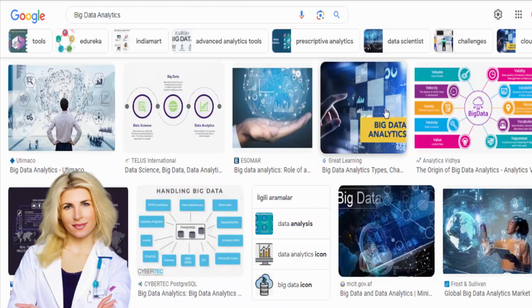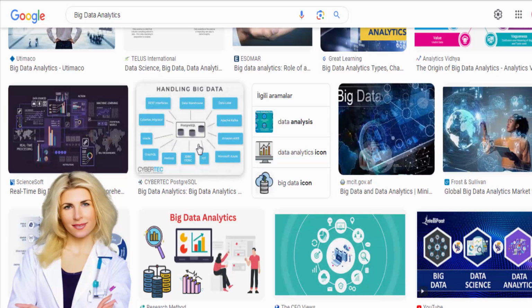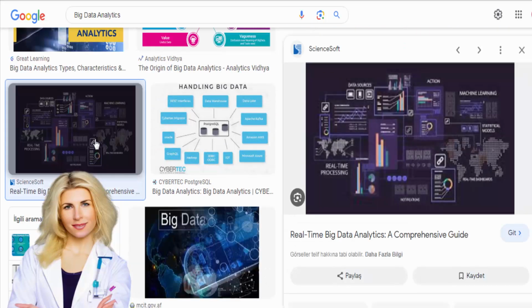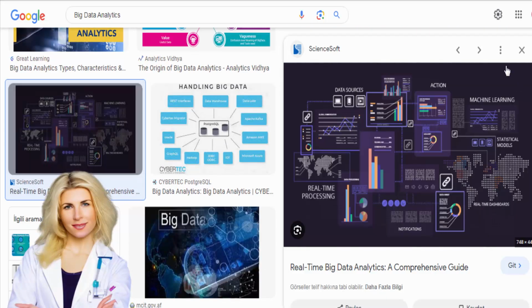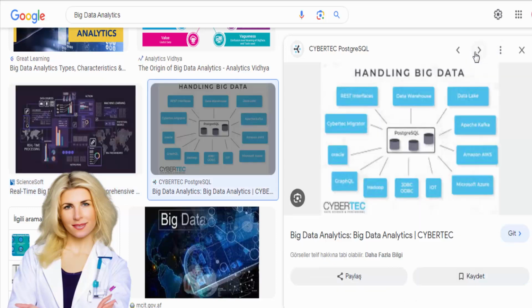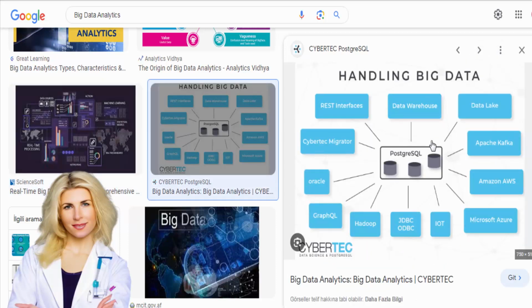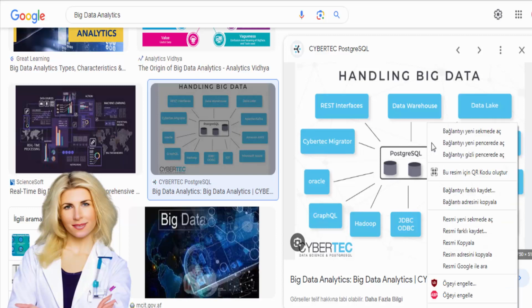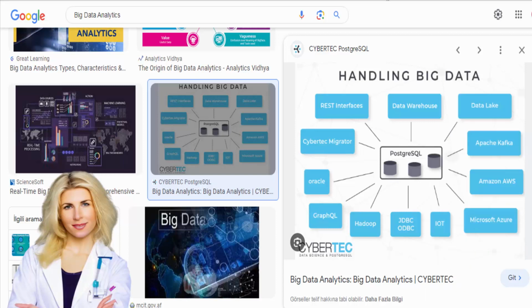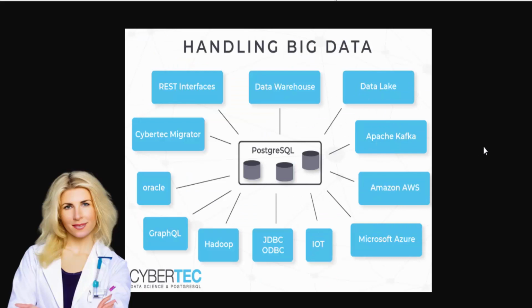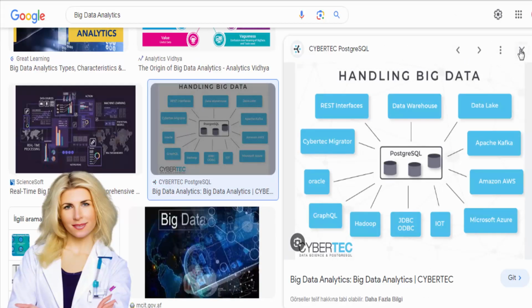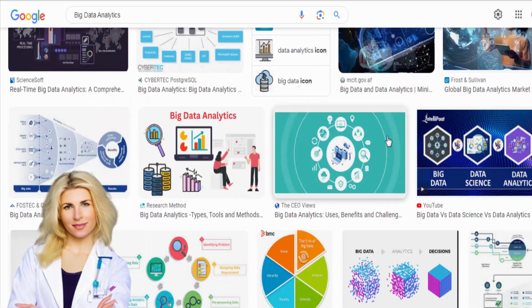Volume. The large volume of big data can make it difficult to store and process. Velocity. The high velocity of big data can make it difficult to keep up with the pace of data generation. Variety. The wide variety of big data can make it difficult to integrate and analyze data from different sources. Security. The large amount of sensitive data that is collected and processed by big data analytics systems can be a target for hackers. Privacy. There are concerns about the privacy of individuals when their data is collected and analyzed by big data analytics systems.